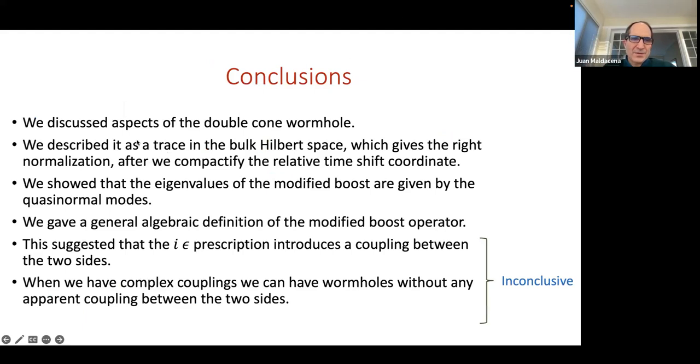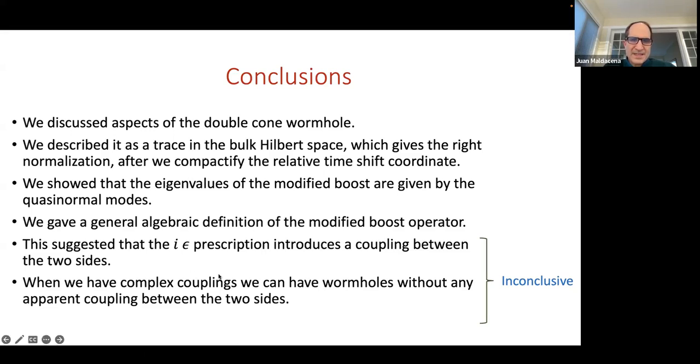One point was to describe it as a trace in the bulk Hilbert space, which gives us the right normalization after we compactify the relative time shift coordinates. So that was one point. The second point was to show that the eigenvalues of the modified boost are given by the quasi-normal modes. And then we gave a general algebraic definition of this modified boost operator.